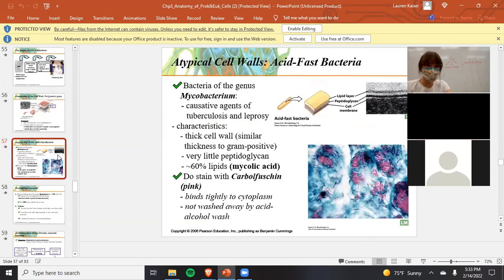Okay. So we have our acid-fast bacteria. That's going to be our TB, our tuberculosis. And what type of stain do we do for this one? There's a specific name, and I'll go back to that in a second.